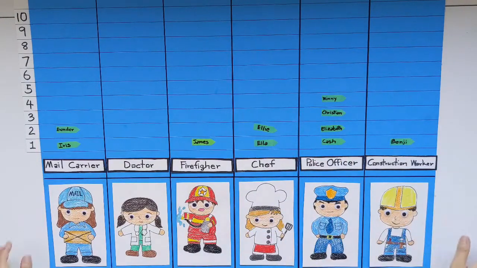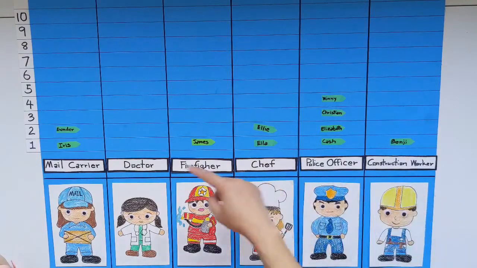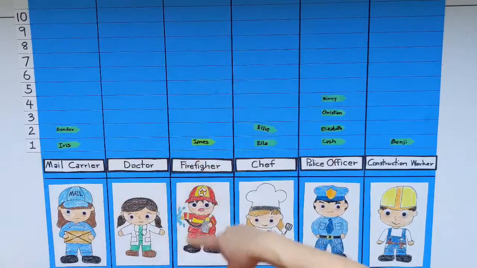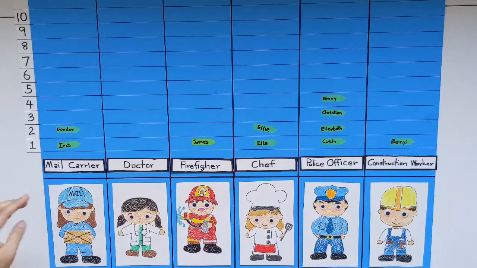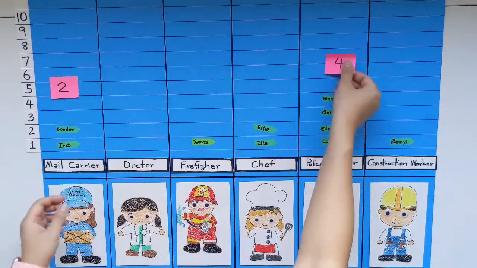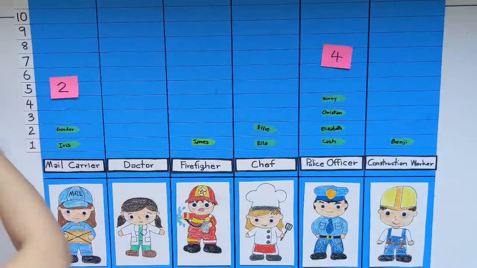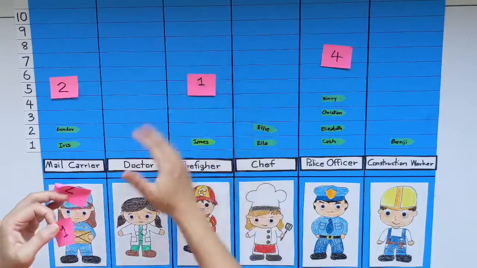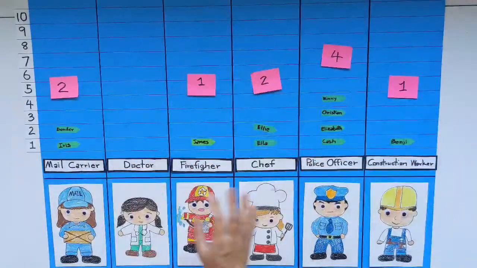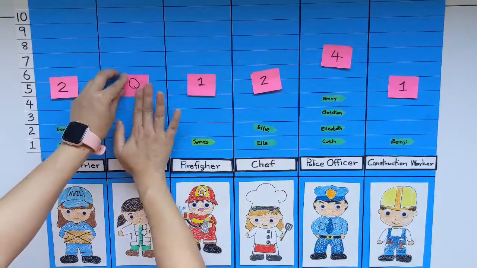And then after this, I will show them to count in the same column and find out how many friends voted for their favorite helper. And I will put the number above, so it's real easy for them to come and check it later after circle time too. So nobody picked the doctor, so I put 0 on this.